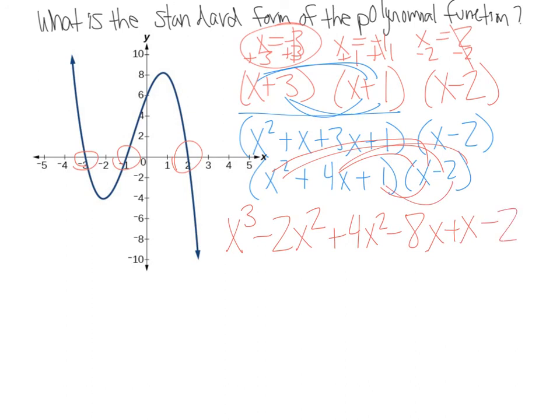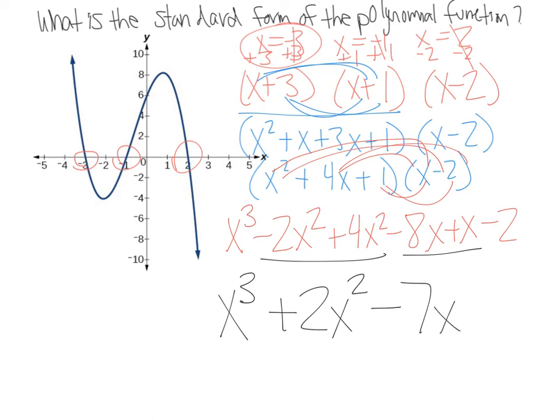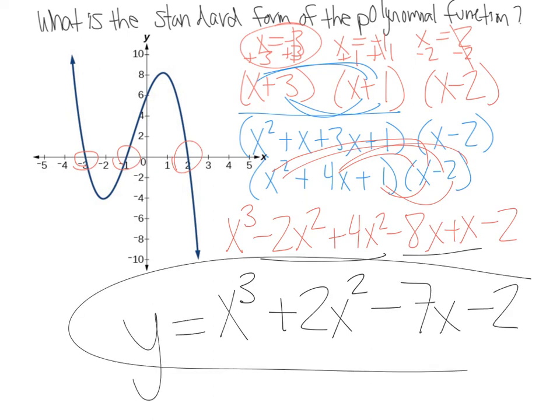So my last step then is to combine like terms finally, and it looks like I have a couple of like terms here. So I have x to the third. When I combine my like terms, I get 2x squared minus 7x minus 2. And that is going to be my final answer. That's my function.